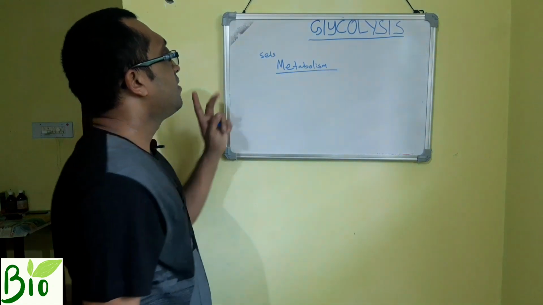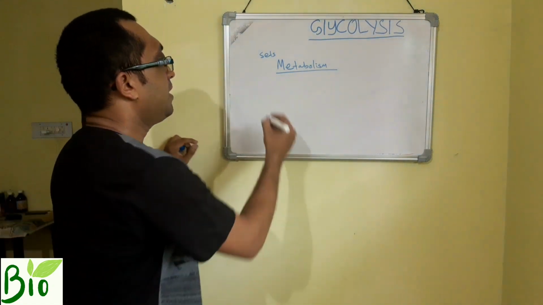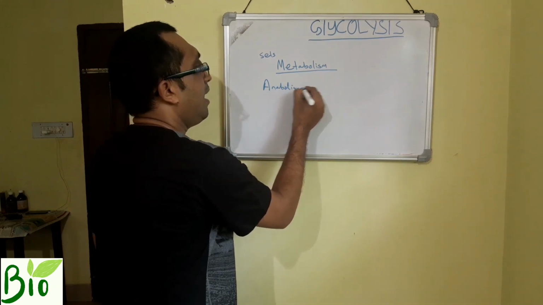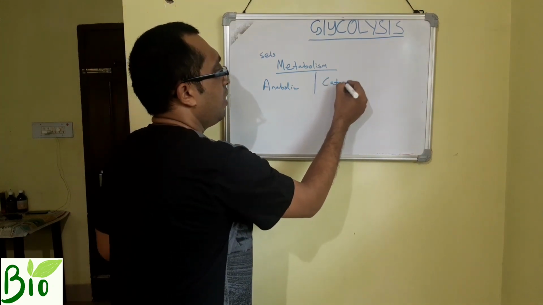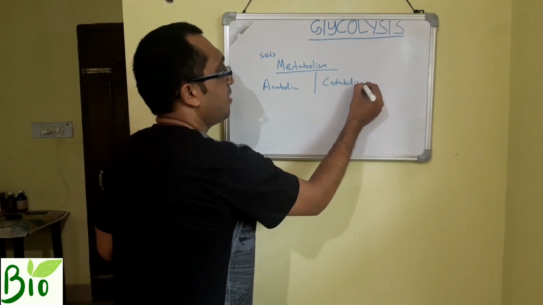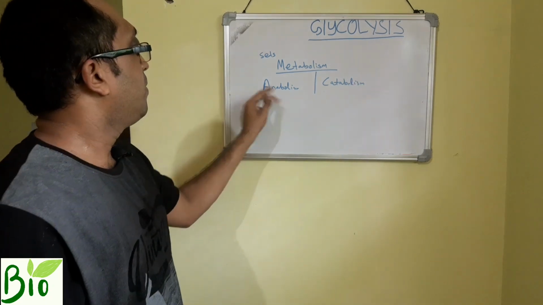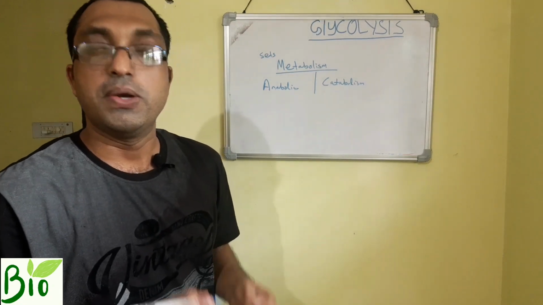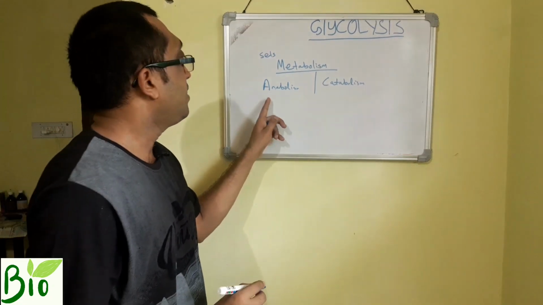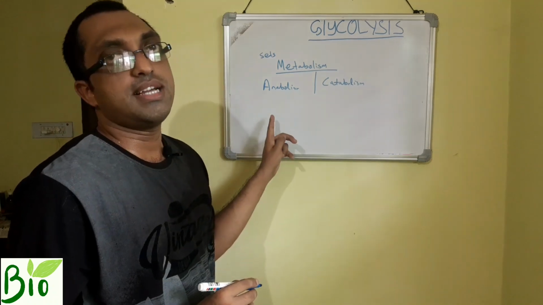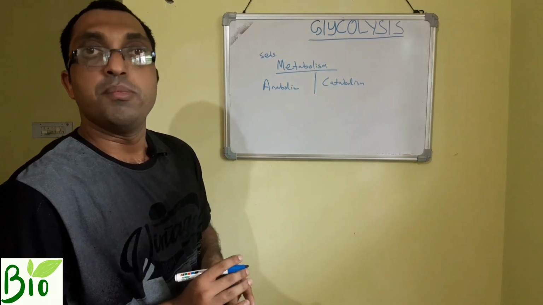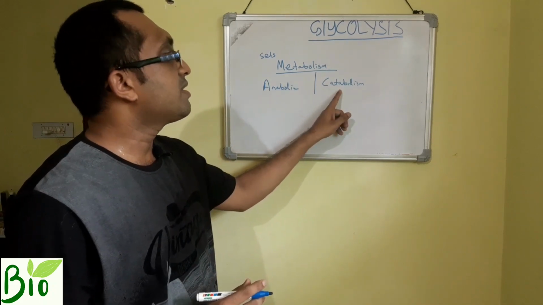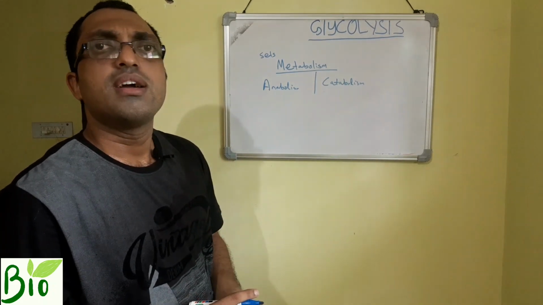Metabolism is of 2 types. You know that. What is that? Anabolism and catabolism. So what is anabolism? When you synthesize something, like photosynthesis, gluconeogenesis, these are all anabolic processes. Fatty acid biosynthesis, protein synthesis, these are all anabolic processes. And what is a catabolic process? Breakdown of these things is called a catabolic process.